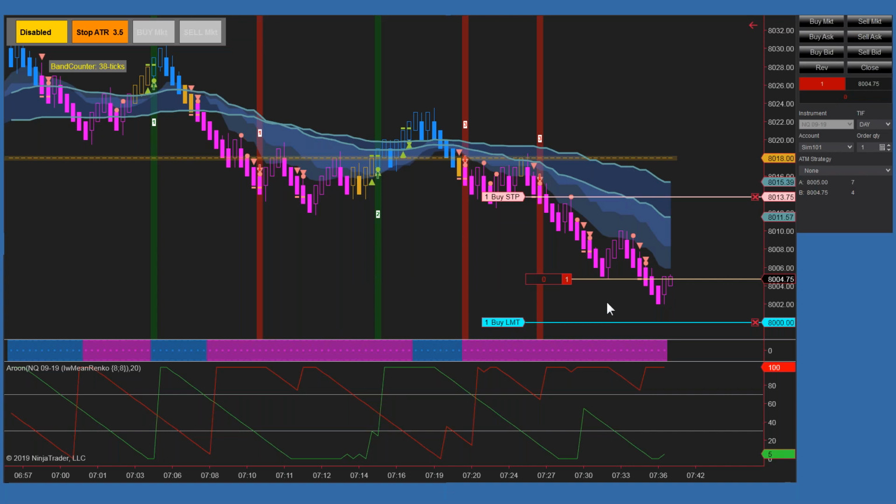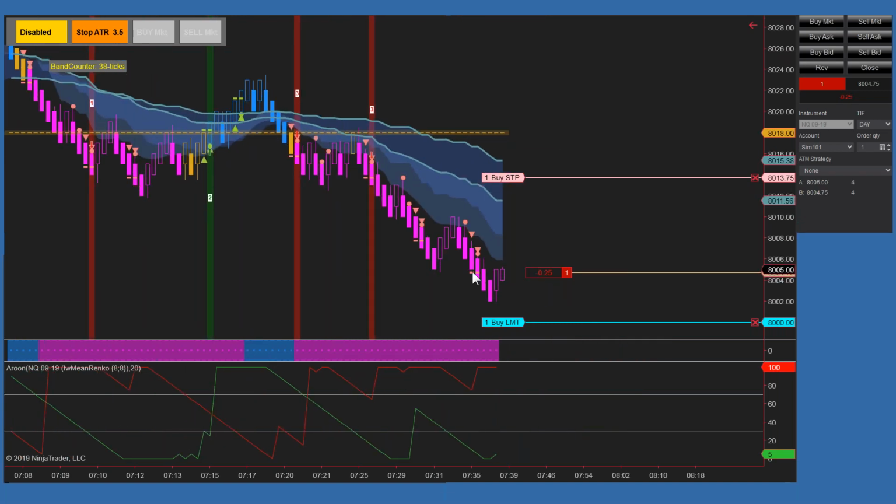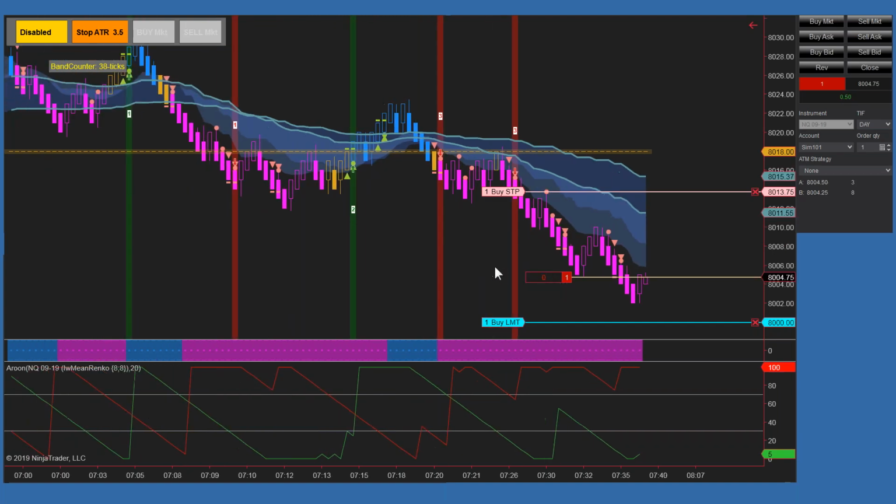So all I'm doing is simulating selling that signal where the indicator is above 70, below 30. I would have gotten in there. Here's my initial stop.